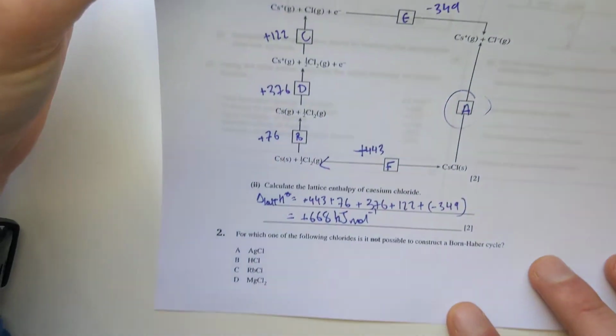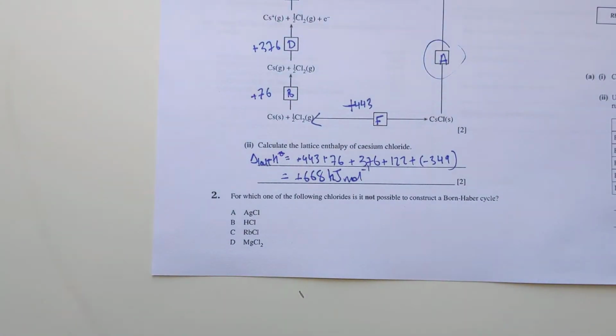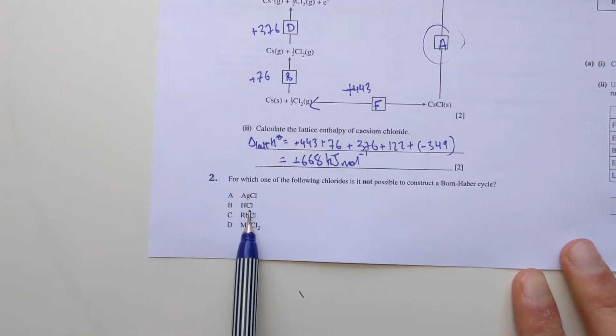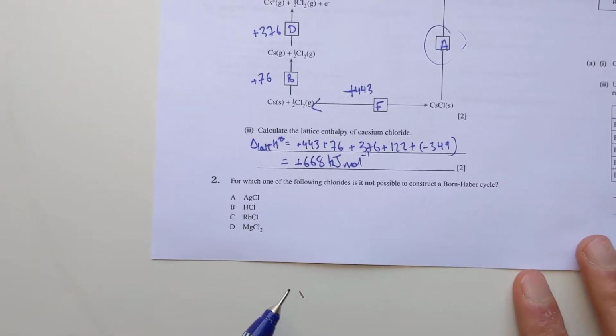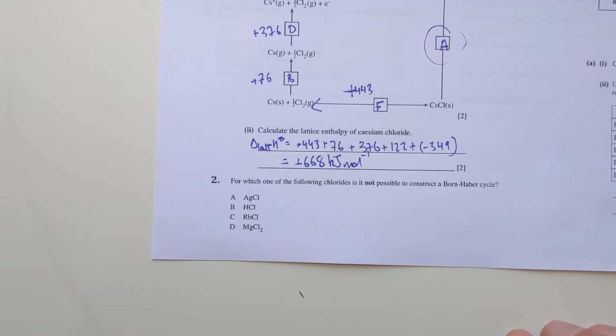On to question 2, which is a multiple choice question. Which one of the following chlorides is it not possible to construct a Born-Haber cycle? So they're clearly all something chloride. The key distinction here is that for Born-Haber cycles we're talking about lattice enthalpies. You can only have a lattice enthalpy if you've got an ionic lattice. So the odd one out here is one which isn't actually ionically bonded, it's actually covalently bonded.